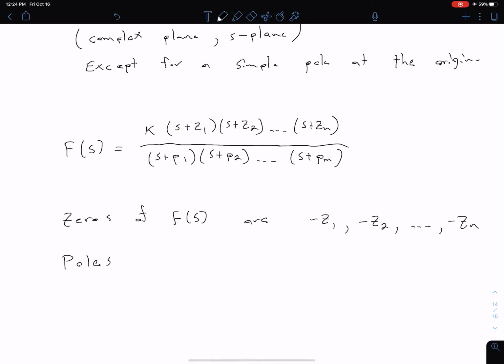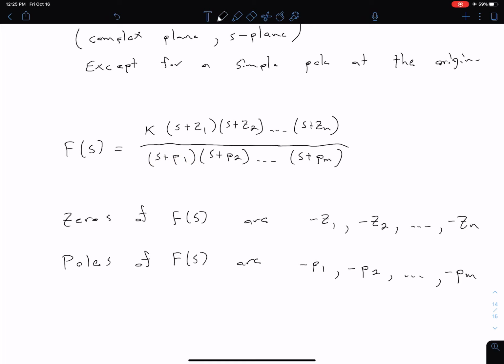Now in the denominator, we can figure out what our poles of F of s are. From the denominator, our poles are negative p1, negative p2, and so on up to negative p sub m. Note that m and n don't necessarily have to be equal, so we can have different numbers of poles and zeros. Our poles are defined as values where our denominator becomes 0, which makes our F of s infinite. So if we plug in, for instance, negative p1 here, this whole term in parentheses goes to 0, and then we have something divided by 0.